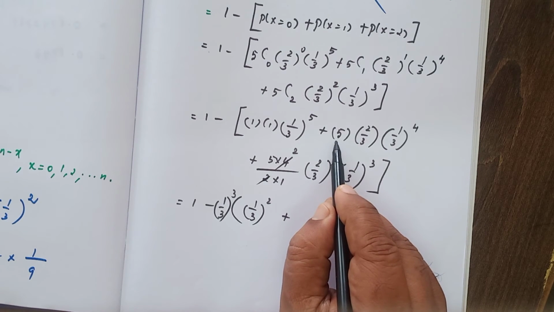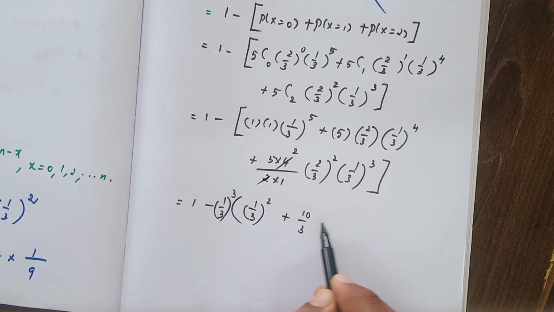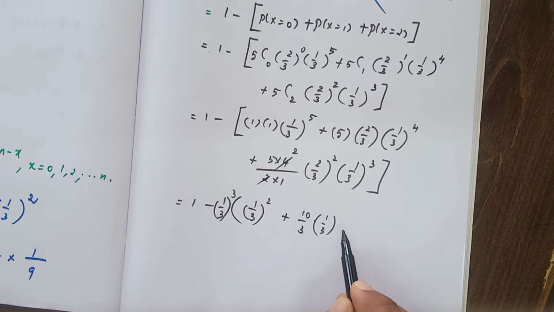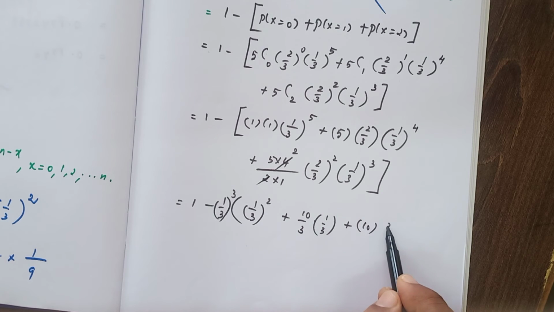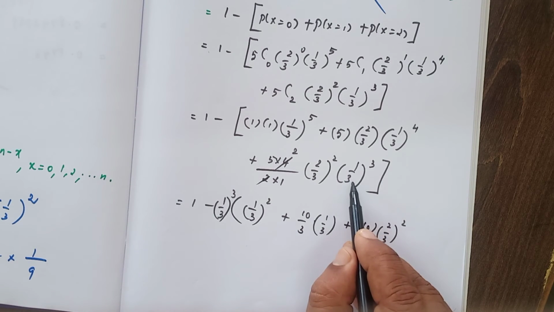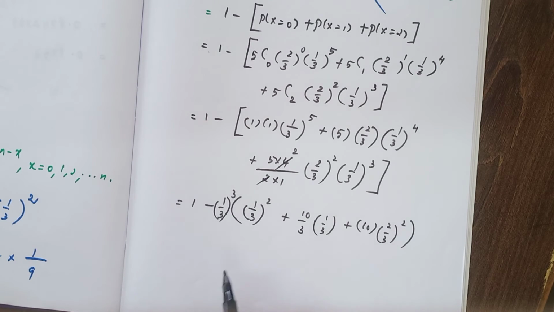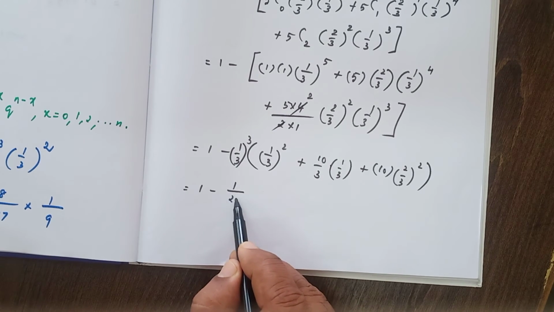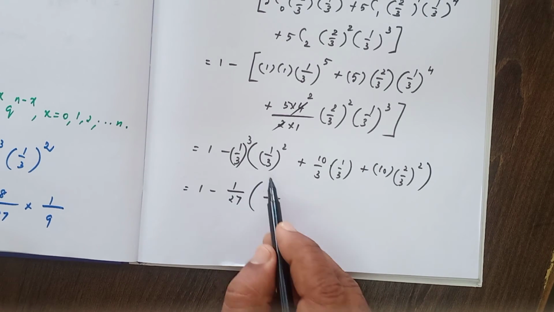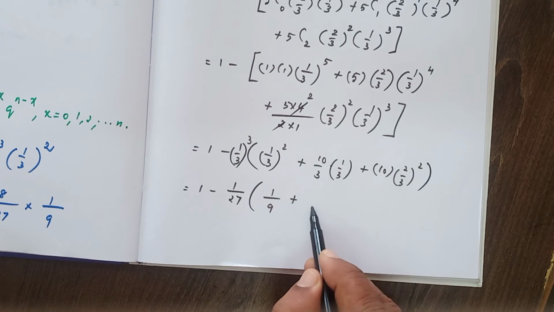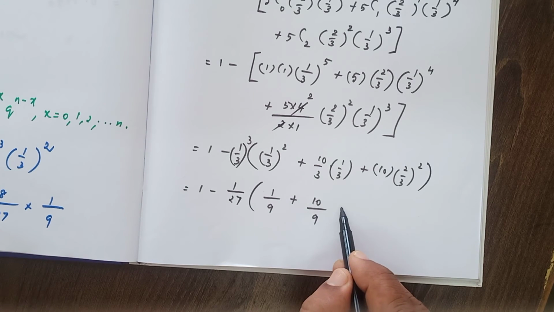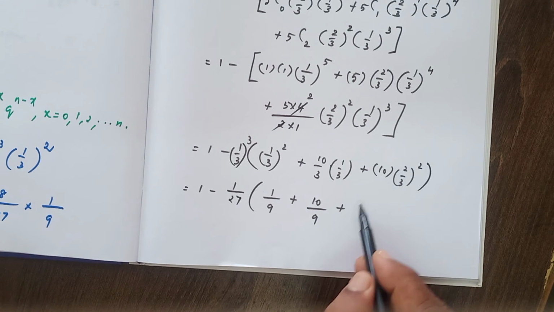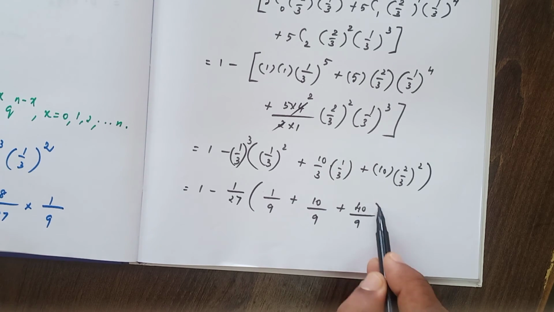Plus we have 5 into 2 by 3, that is equal to 10 by 3. We have taken 1 by 3 power 3 common, so one more 1 by 3 will be there, into 1 by 3, plus 5 2s are 10 into 2 by 3 the whole square, because we have taken 1 by 3 power 3 as common. That is equal to 1 minus 1 cube, that is 1, 3 cube, that is 27, then 1 squared is 1, 3 squared is 9, plus 10 divided by 3, 3s are 9, plus 2 square is 4, 4 into 10, 40, divided by 3 square is 9.